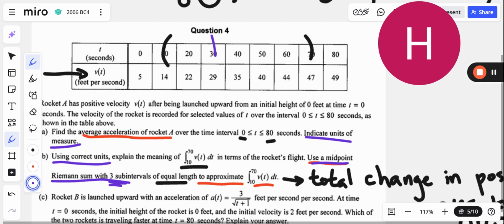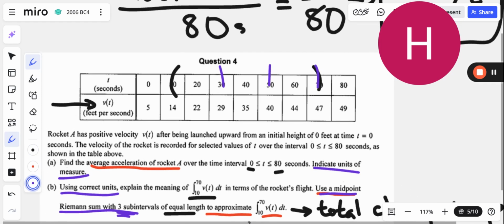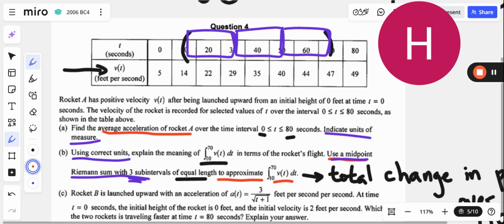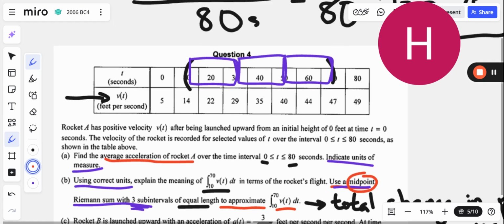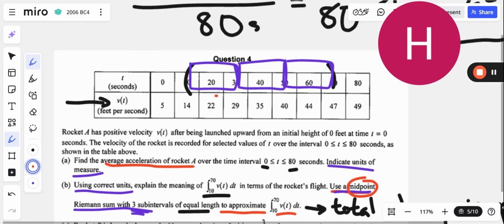So it's from 10 to 30, from 30 to 50, and from 50 to 70. Now, because we're making midpoint rectangles, they're all going to be a width of 20. But what is the height going to be for these rectangles? Well, that's where the phrase midpoint comes in. The way that we use the midpoint is we take the height from the midpoint of the interval. So that's 22, and on the 30 to 50 interval, that's 35, and on the 50 to 70 interval, that's 44.